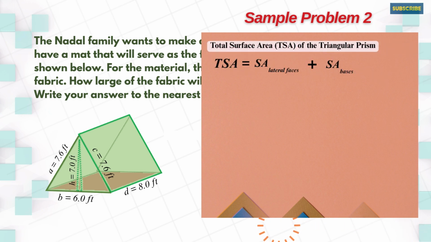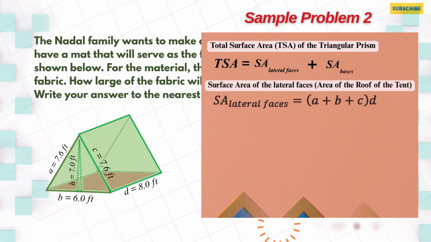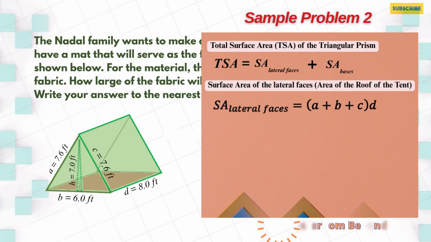Okay, let us now solve for the surface area of the lateral rectangular faces. In our tent, these are the two faces of the roof. So the surface area of the lateral faces is (A + B + C) times D. Remember that the design does not contain a floor, so the perimeter of the triangular base will only have the values of A and C. The value of B is equal to 0. Can you follow, learners?